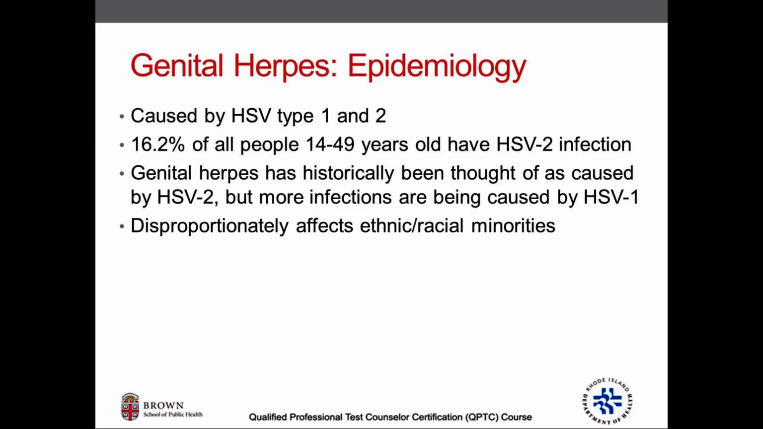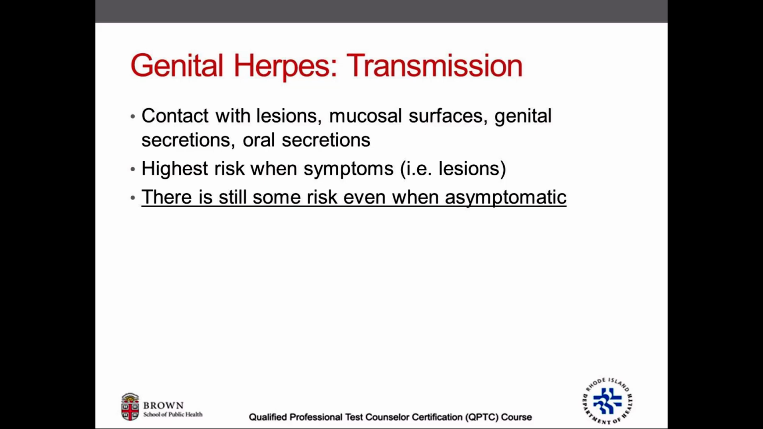Genital herpes is caused by the herpes simplex virus, either type 1 or 2. It is estimated that approximately 16% of people aged 14 to 49 have HSV-2 infection. Genital herpes has historically been thought of as the cause of HSV-2. However, infections are increasingly being identified as being caused by HSV-1. And as with other STDs, there's also a disproportionate increase among different ethnic and racial minority groups.